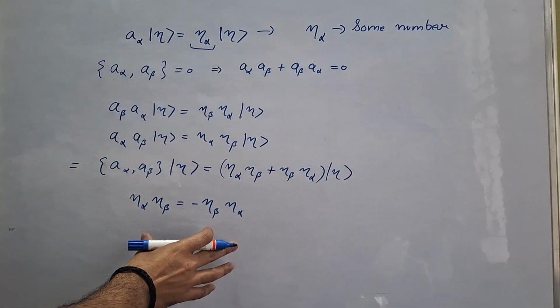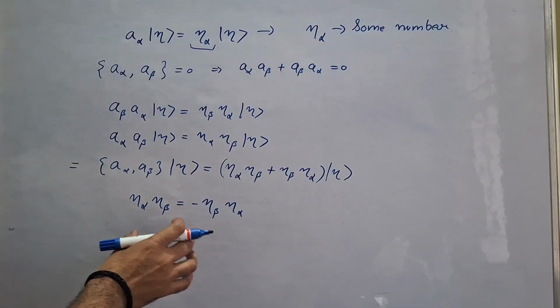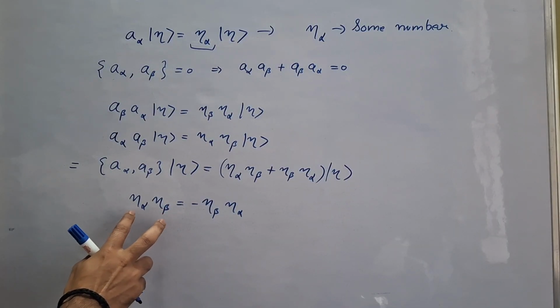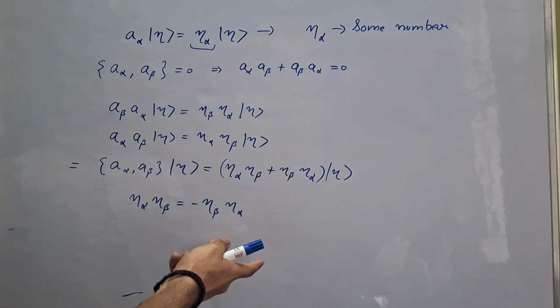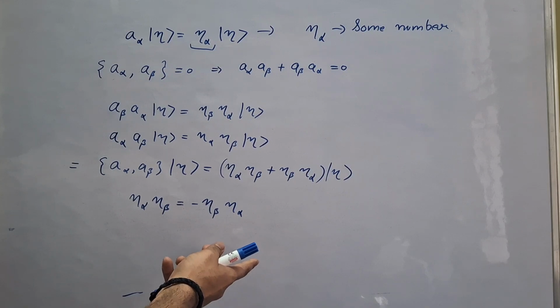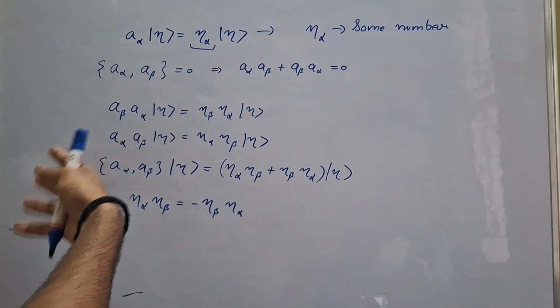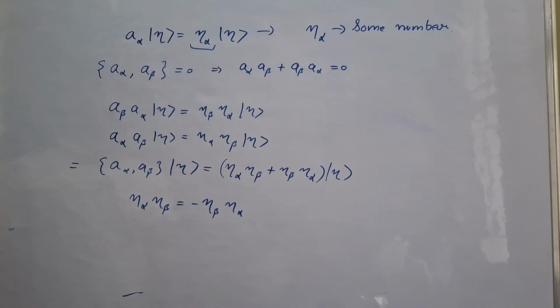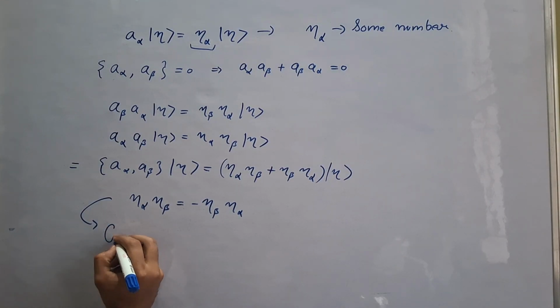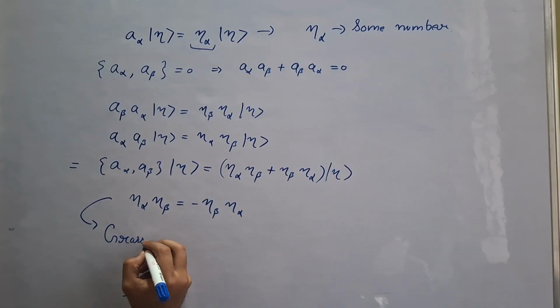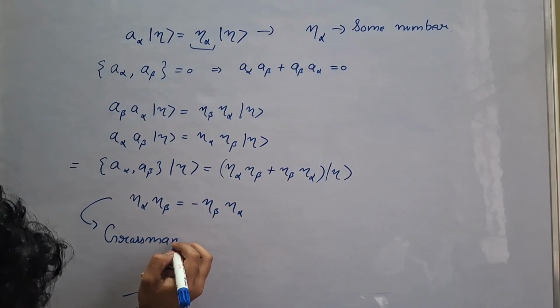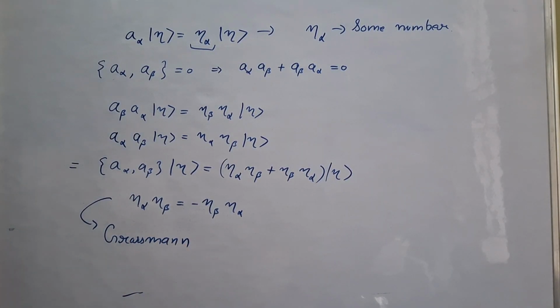So these are some numbers that if you multiply them in this order and if you exchange the order, you will not get the same result. The result will be the negative of the previous one. So these kind of numbers are called Grassmann numbers. So yeah, that was it.